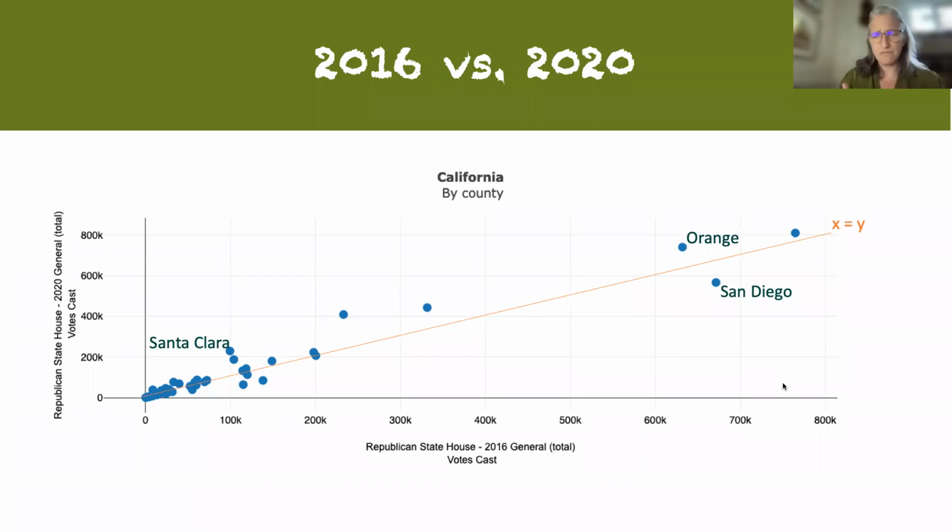So if you're involved in politics in California, you kind of want to know, like, what county is this and what happened there? Why did someone do so much better in 2020 than in 2016? And likewise, San Diego, what thing on the ground made that difference.